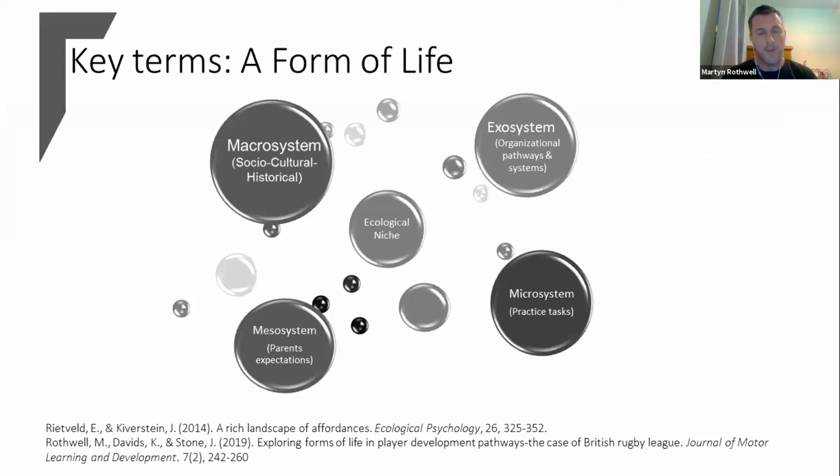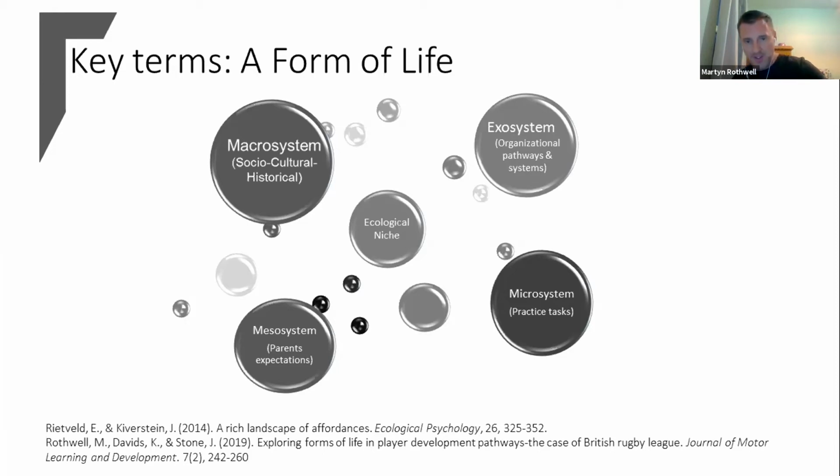The second key term is a form of life. The idea of a form of life comes from the philosopher Wittgenstein, and it describes the everyday practices, cultures, attitudes and beliefs of a specific group or organisation. In a recent paper, we tried to unpack what influences a form of life. We looked at these different systems and theorised that they can all influence specific attitudes and cultures within a certain organisation.